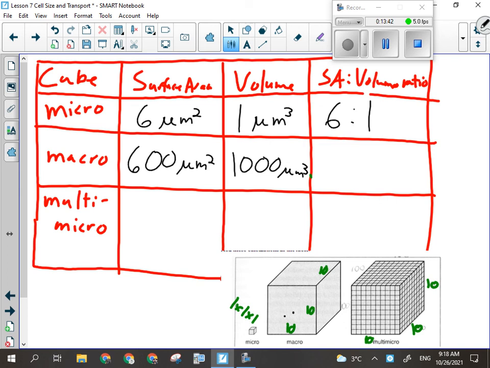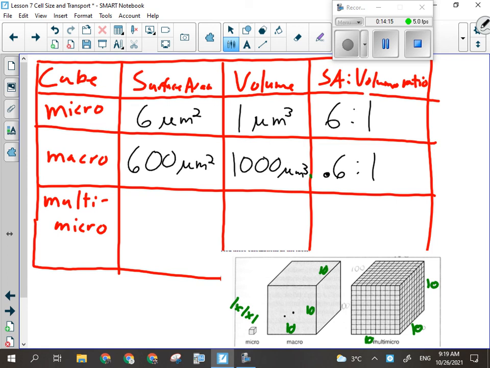Now what's our ratio? Yeah, 600 to 1,000, or if I simplify that, 0.6 to 1. Is that good or bad? That's bad. Now the surface area is smaller than the volume. This means diffusion has to move materials over great distances, which is going to be much less efficient.